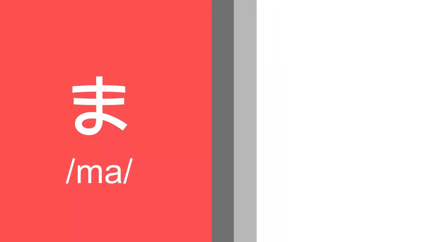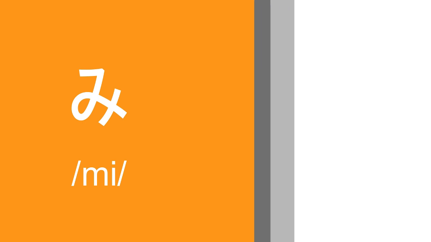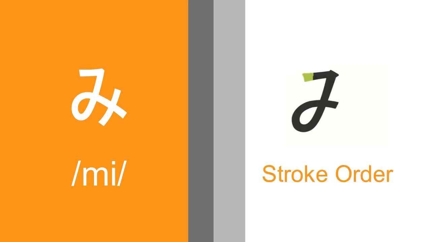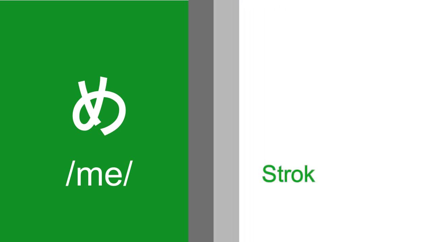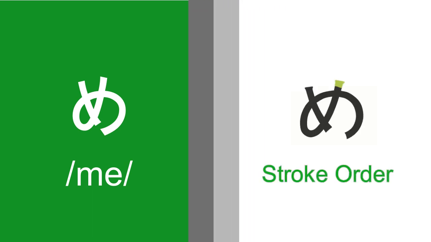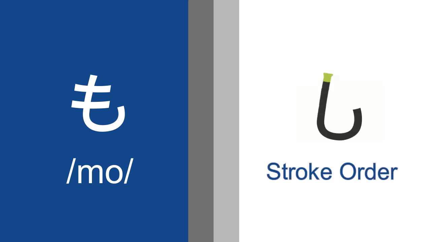Now we arrive at M, and in M there's not much that is special, but there is something special. Alright, so I'll read it for you. Ma, ma, mi, mi, mu, mu, me, me, mo, mo.